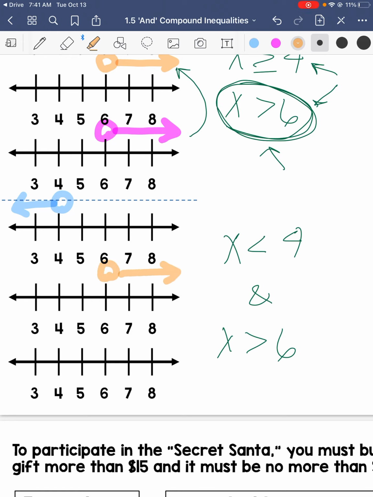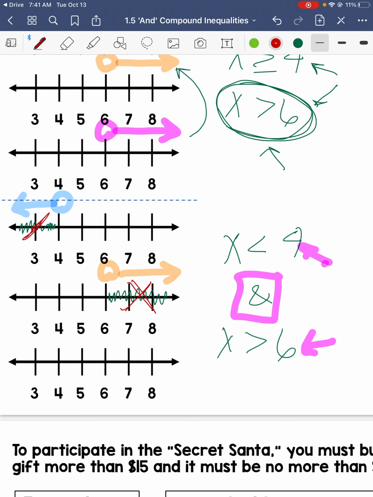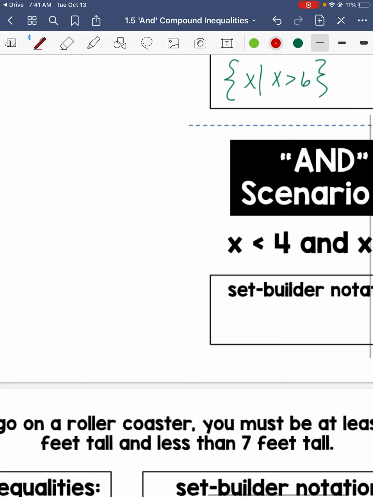Okay. So since we have an and statement here, we have to find what's included in this one and what's included in this one. And it turns out there is nothing overlapping here, right? So we have everything up until 4 counts for the first one, and then everything after 6 counts for the second one, but this is not included in the first one, and this is not included in the second one. So we actually have no solutions here. There are no values of x that can both be less than 4 and greater than 6. Okay, so there's no solutions here.